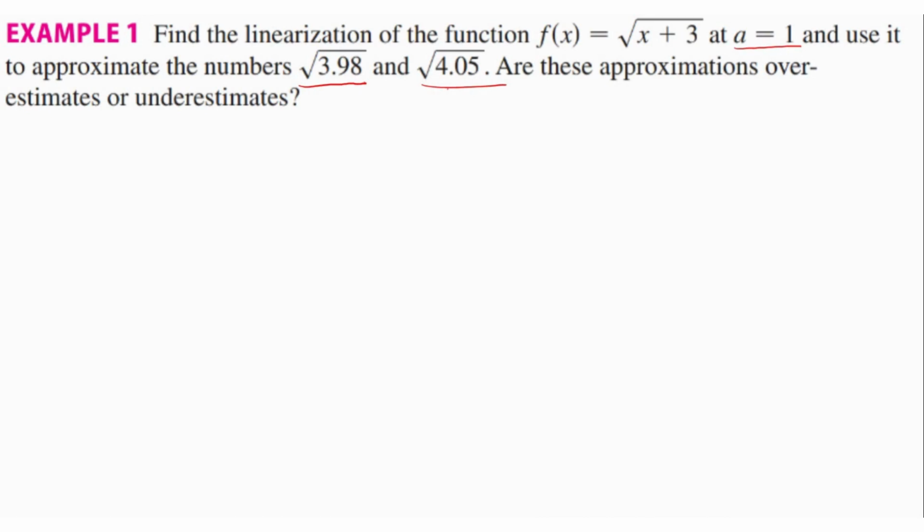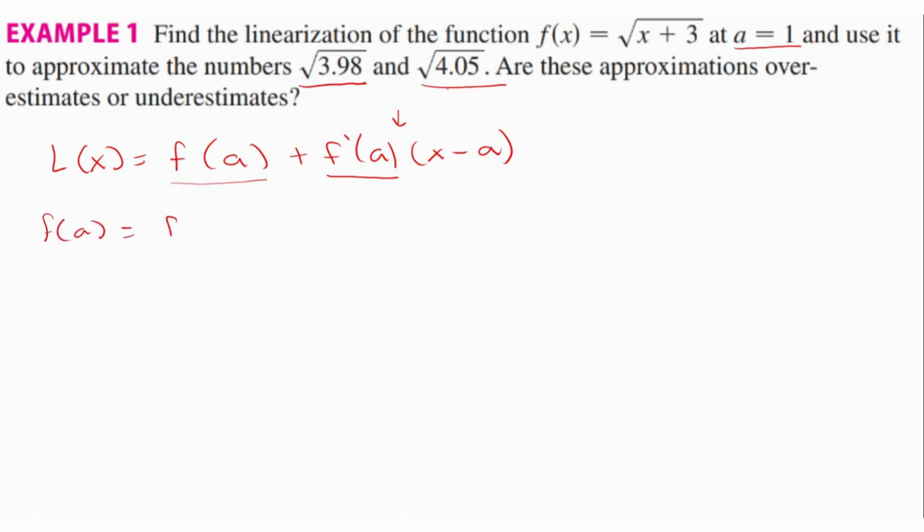To start with the first idea, which is finding the linearization, we know that L of x is going to be f at a plus f prime at a multiplied by x minus a. Basically, this represents the tangent line equation, so we have done something like this before. Now, to find the linearization, we'll first find the values of f of a and f prime of a. Now, f at a is going to be f at 1, which is the square root of 1 plus 3, which is 2.